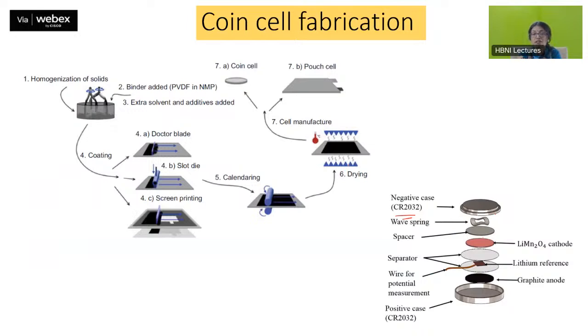Then you dry this, because you have all these solvents, you need to dry, and then you prepare the pouch cell. So this way your material is there, and the thing on which you are spreading this material is nothing but your current collector. The current collector can be copper, or it can be aluminium foil, depending on whether you are making an anode or a cathode for lithium-ion batteries.